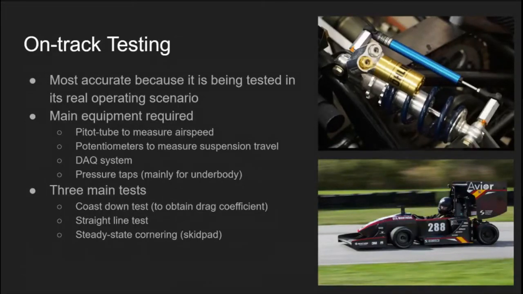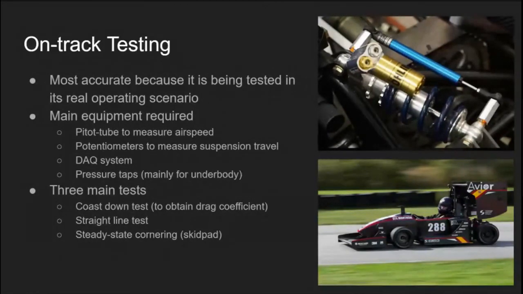Potentiometer measures suspension travel. Like I said, the wings are mounted to the frame, so all the forces that are produced go through the suspension. So by seeing how much the suspension compresses, we can see how much downforce is produced. Data acquisition system to measure all of this, and then pressure taps, which are mainly used on the under tray because you can't really put load cells on the under tray per se. I mean, you could, but the pressure taps basically measure the pressure at different points on the surface of the under tray. The three main tests that we use in track testing is coast down test.